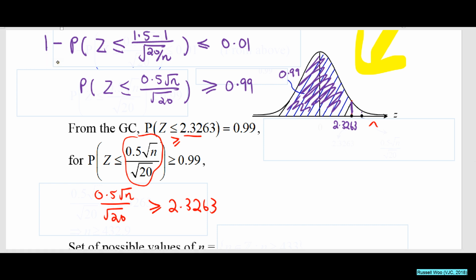If the question requires inequality, I think you will not get full credit if you give an equation and you write equal. You cannot solve the same way as question 1. Alright? You cannot solve the same way as question 1. So in the end, you get n greater than or equal to 432.9.